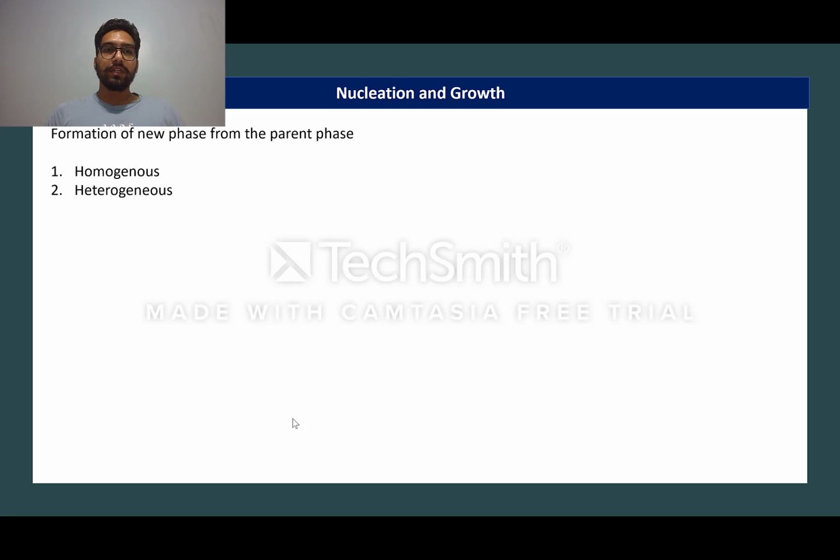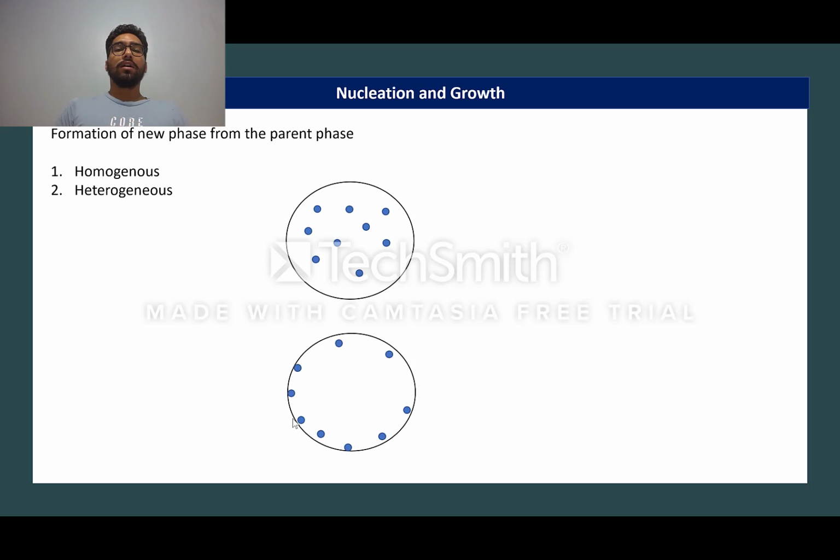So nucleation is of two types. One is homogeneous and another one is heterogeneous. If the nucleation sites are homogeneously distributed in the liquid, then we call it homogeneous nucleation. If the nucleations occur at some specific places, not uniformly throughout the liquid, then we call it heterogeneous nucleation. In most of the cases, heterogeneous nucleation takes place.